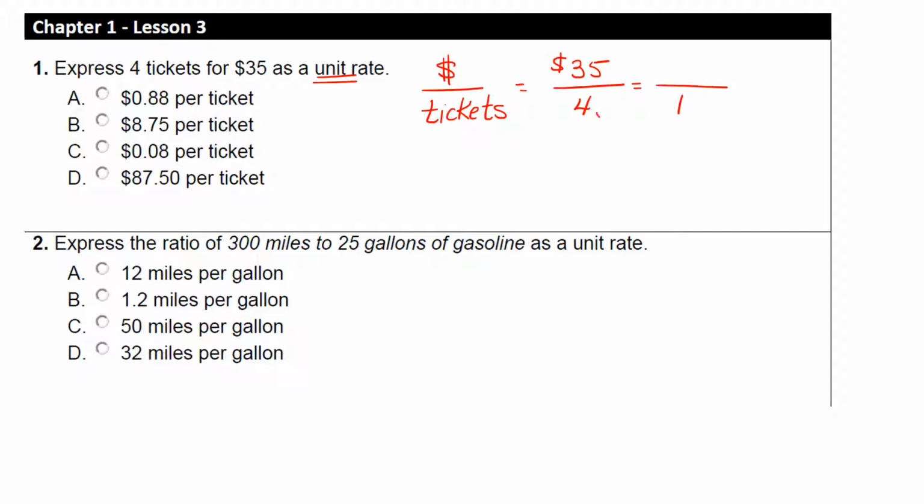Well, to get from four to one, we divide by four. This means we have to divide 35 by four. So we're going to do 35 divided by four. Four cannot divide three. It can divide 35 eight times, which is 32. Subtract, you get three. Add a decimal point, bring down the zero. Four can go into 30 seven times, which is 28.